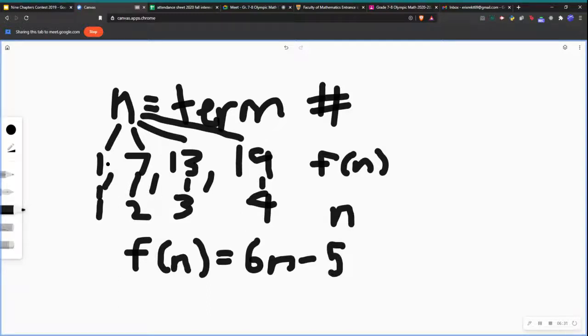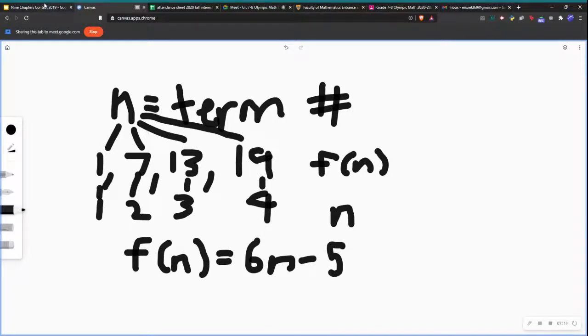A common thing for patterns is that they usually have a difference, and a lot of the time it's a constant difference. It actually mentions in the question too that the difference between consecutive numbers is constant. The difference is 6. You see that 7 minus 1 is 6, 13 minus 7 is 6, and 19 minus 13 is also 6. So this common difference goes in front of your n, like 6 times n. Then to get the number you want, you can subtract or add a constant. So 6n minus 5.